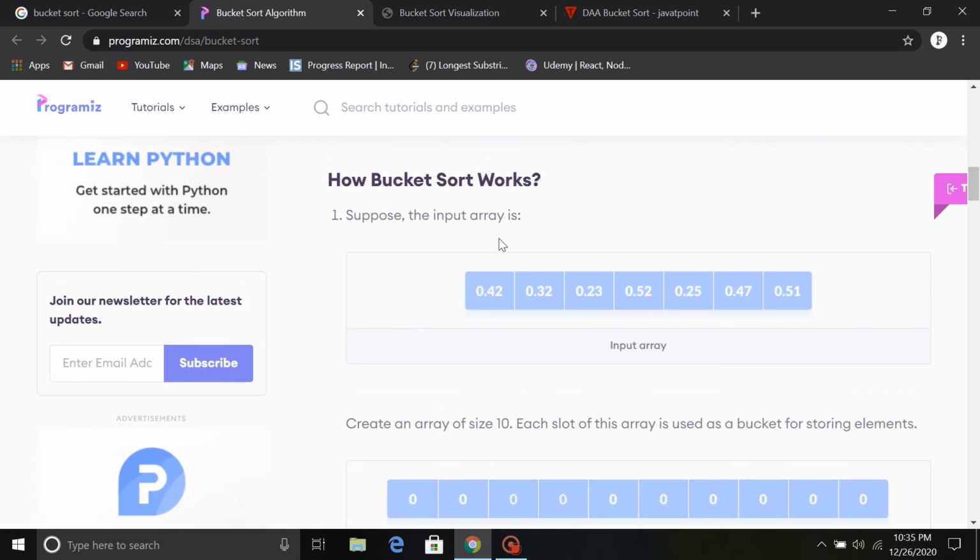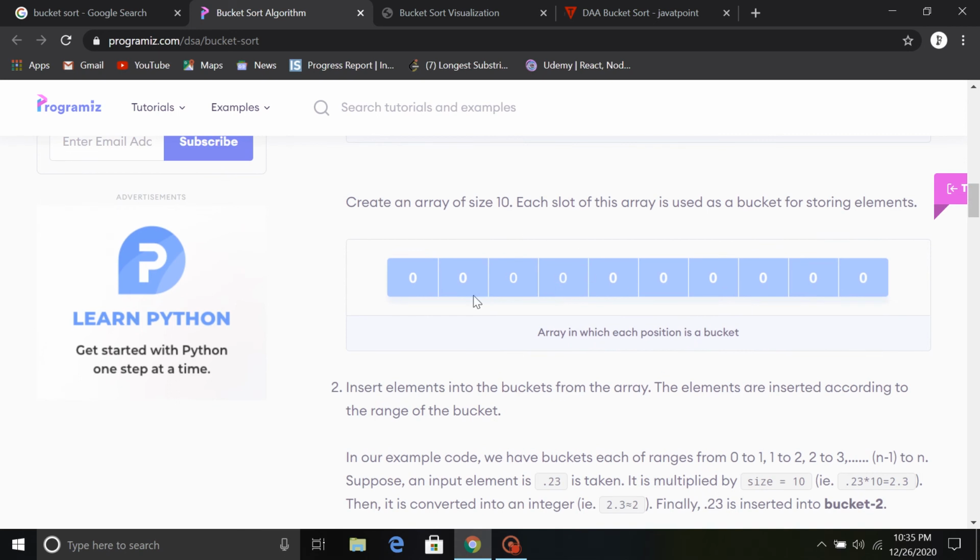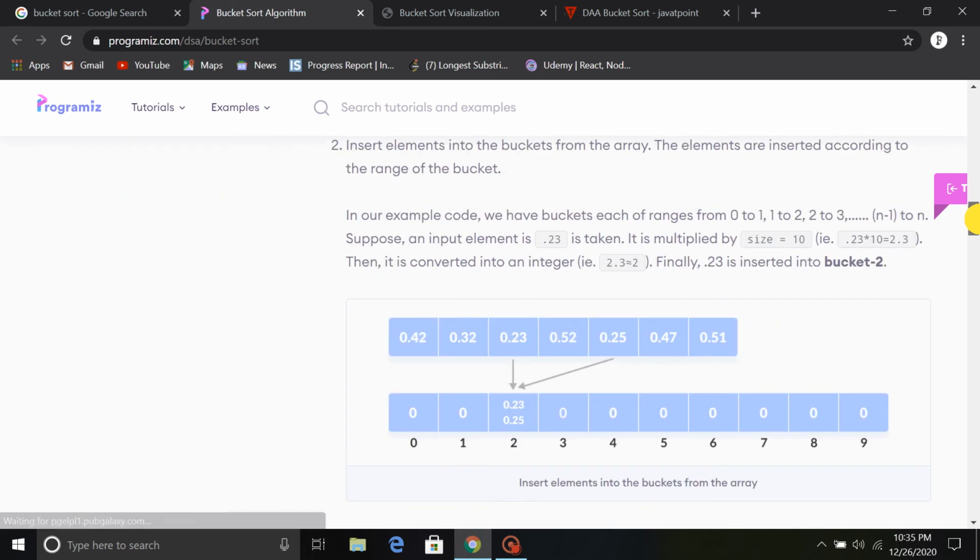So we have given an input array. This is the input array that we are given, and now we are creating an array of size 10. This is array B that we have seen, where we are going to store the elements of array A.